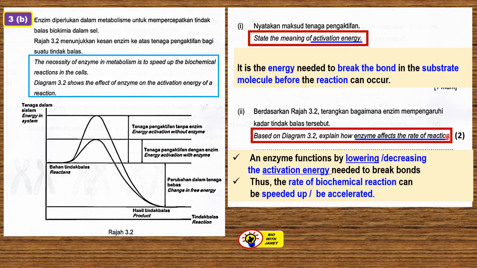Or you can just say: the enzyme lowers or decreases the activation energy needed to break bonds. And in this way, they affect the rate of reaction by speeding up the rate of reaction. So the rate of biochemical reaction will be speeded up or accelerated because of this.